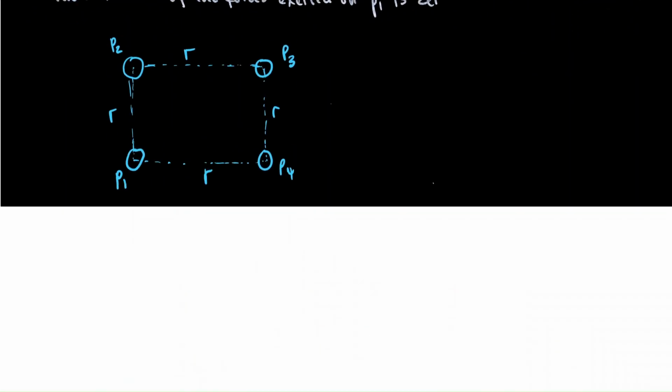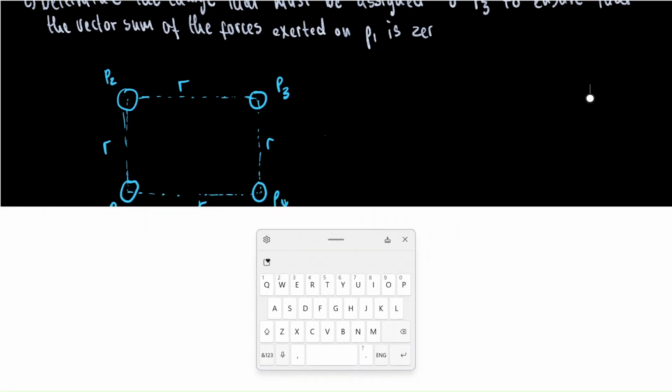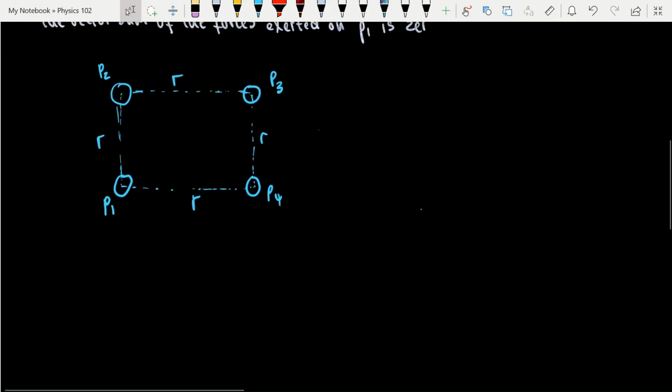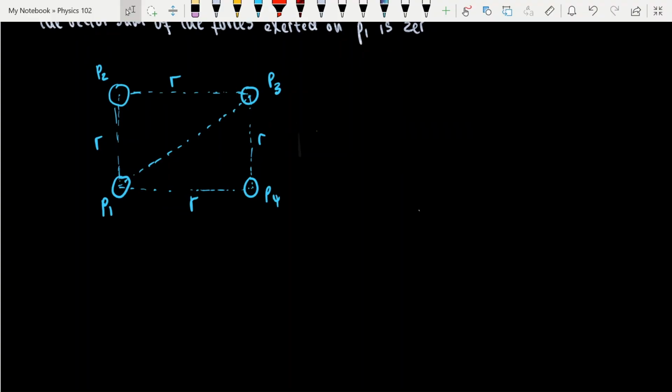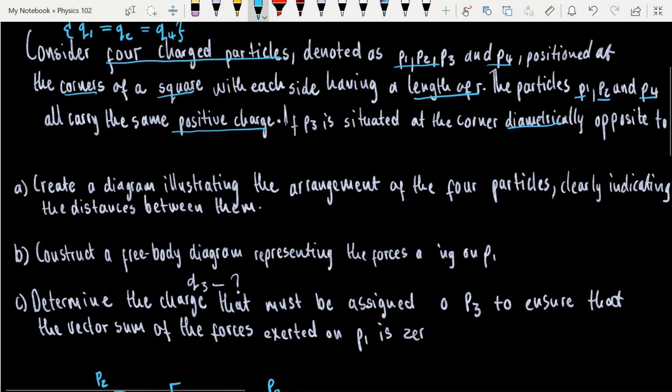Want to get rid of the keyboard. So what I'm going to do is maybe do this, then close it. All right, so now what we're going to do is put a diagonal line to P3. Now what else did they tell me? They told me that P1, P2, and P4 have the same charge, and the charge is positive.